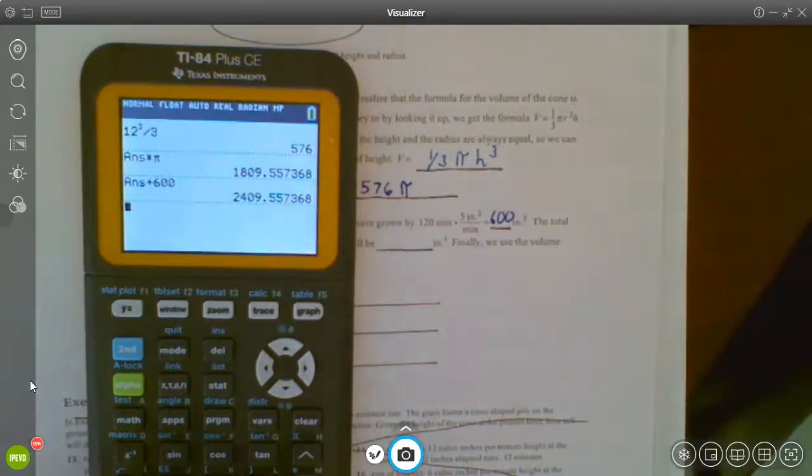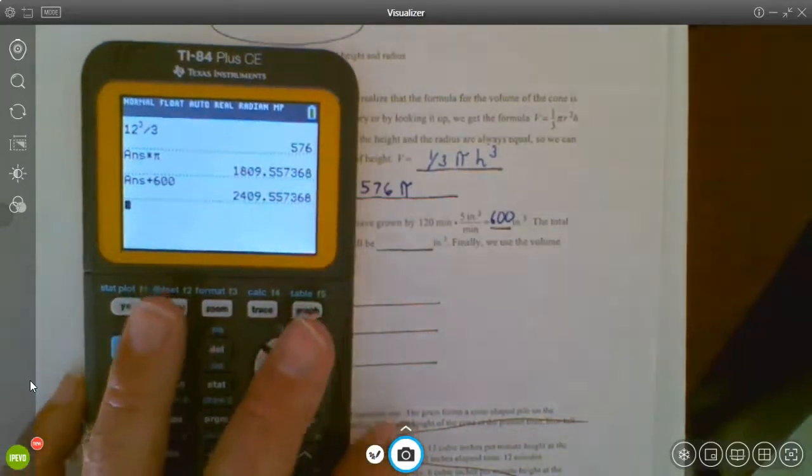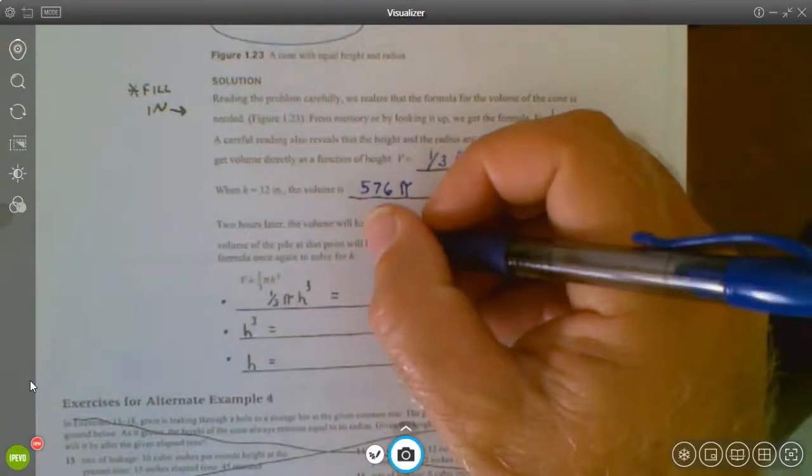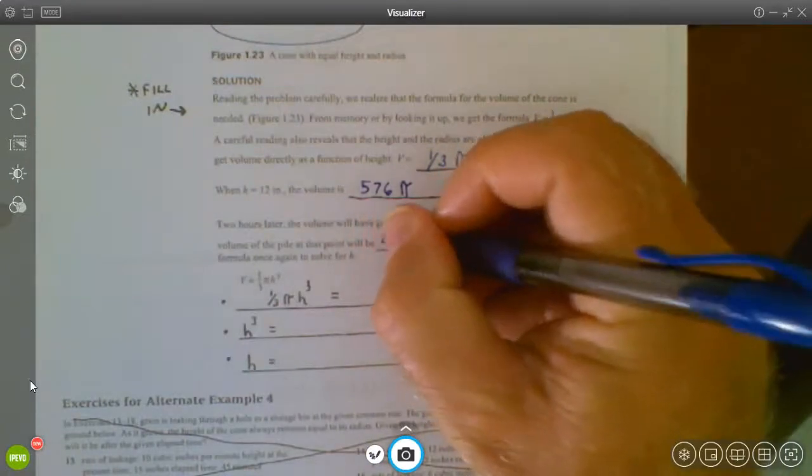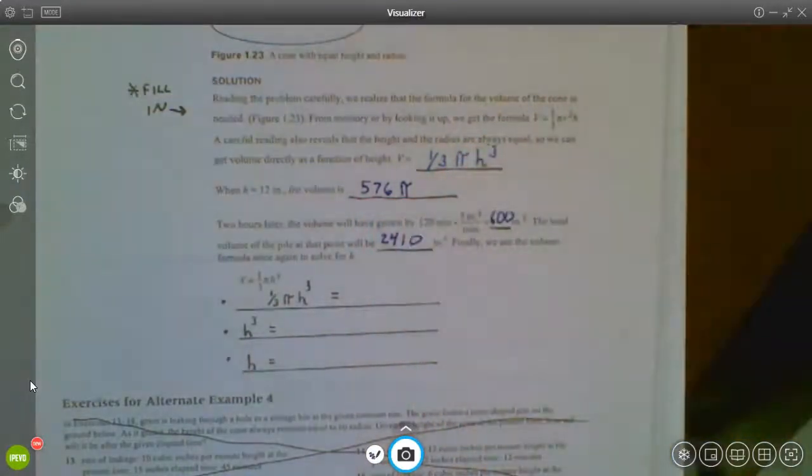And so 24, let's call it 2410. I'm just going to round it. So we're going to call it 2410 cubic inches total 2 hours later. And ultimately they had asked us for the height of it. So they said, how tall will it be in 2 hours? So we are solving for h. We are solving for height.